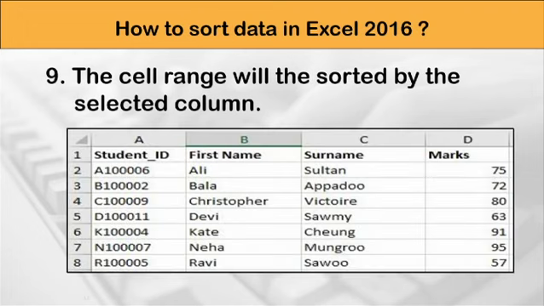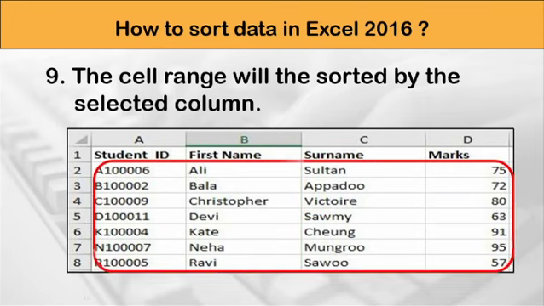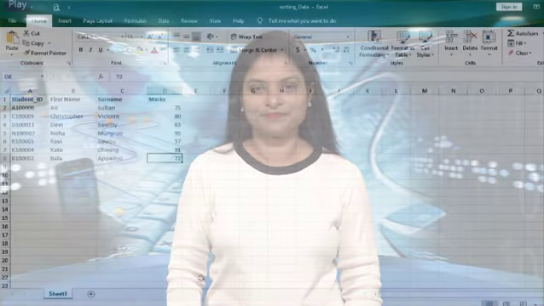The cell range will be sorted by the selected column. The names are sorted alphabetically in ascending order. Notice that the other columns in the worksheet are also sorted. You have just learned how data is sorted. Now, let us watch a demonstration showing the same.